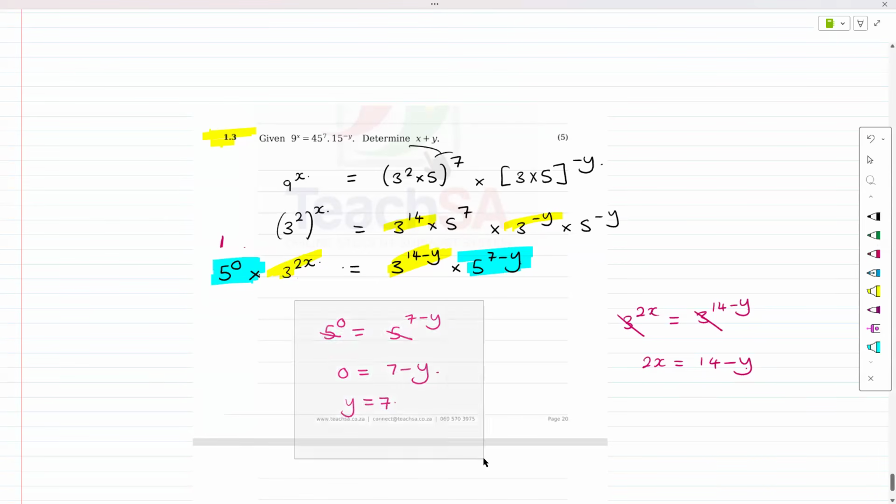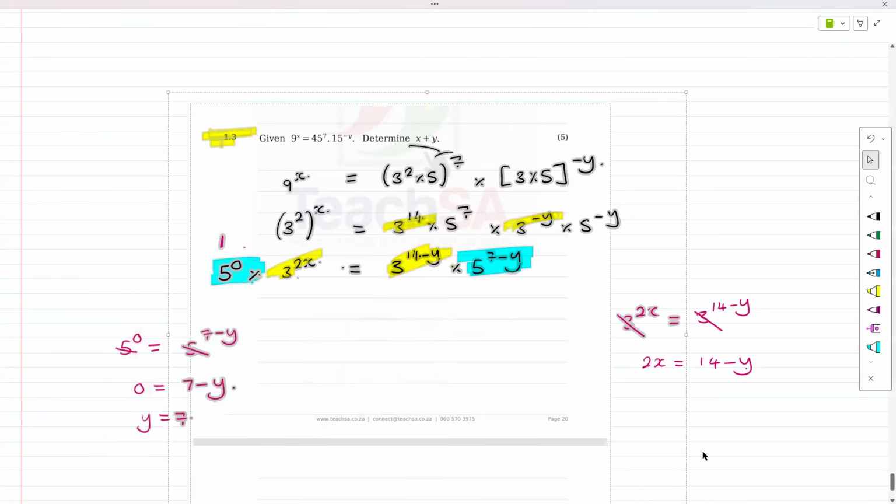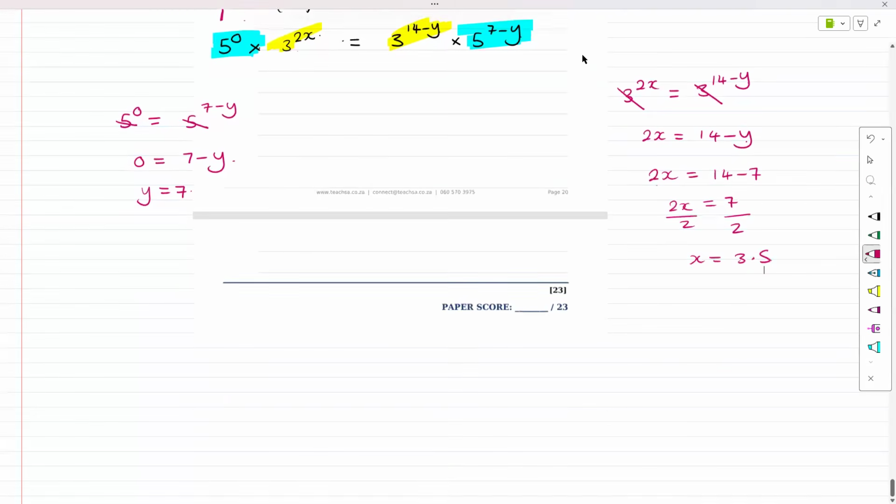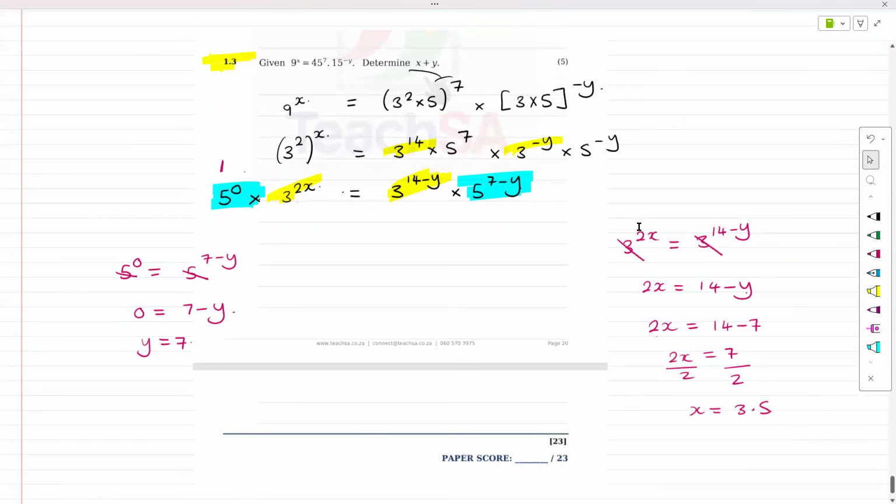Now that I have a very simple value of y equals 7, I can deal with this part, because this is 2x equals 14 minus 7. And this will be equal to 7 and 2x. Divide by 2, x equals 3.5. Now that I solved for x and y, this is where I compared the left-hand side to the right-hand side. They told me that it's equal, so I compared it.